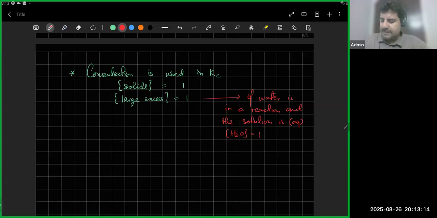I'm just going to explain what large excess means. Large excess means that if you have a solution, for example, you've got NaOH and you've got HCl, and they are reacting together. Let's write a reaction just to give you an idea: if I have ethanoic acid reacting with water, and it's in equilibrium with CH3COO minus ions and H3O plus ions, and all of them happen to be aqueous.